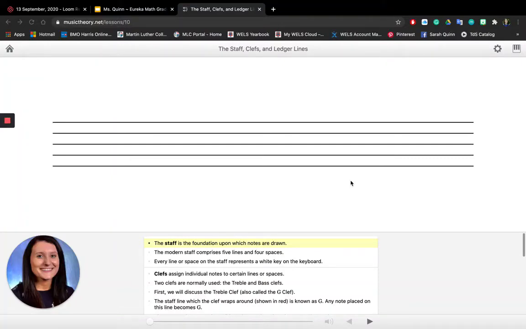Good afternoon, students. Today, we will be having our first fine arts lesson of the year. We are going to start with the basics of reading music.